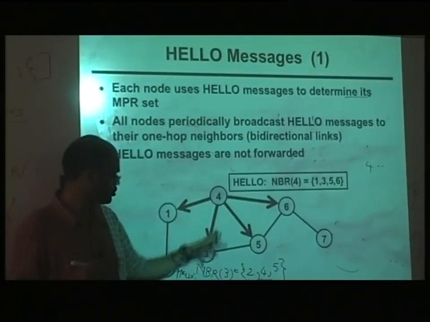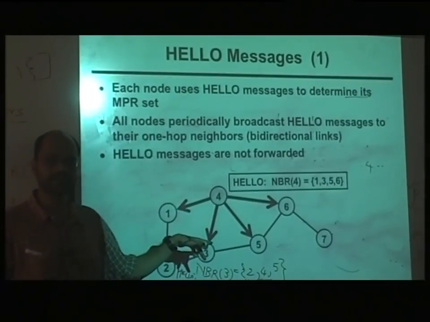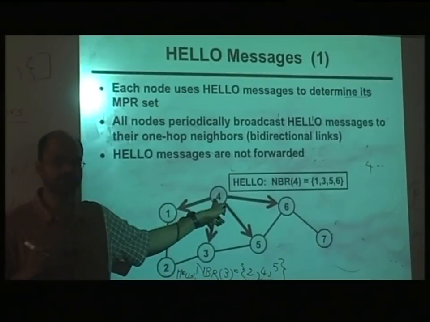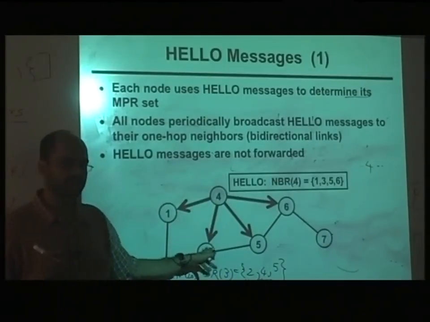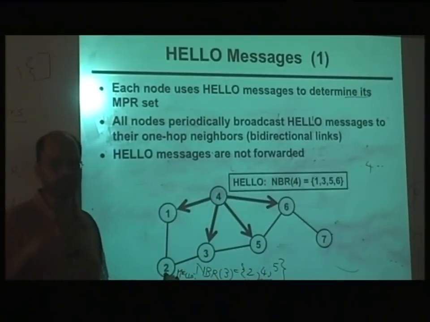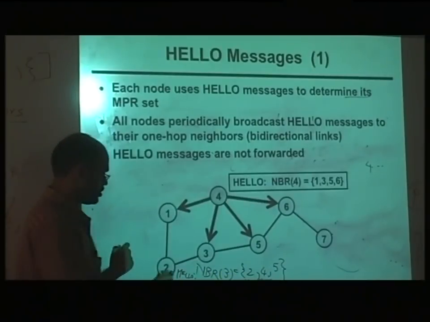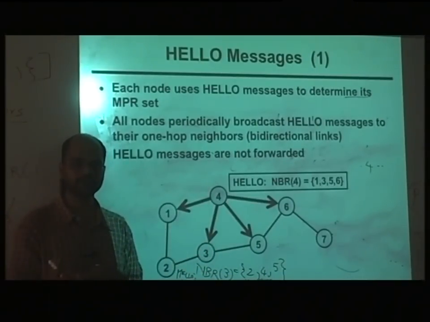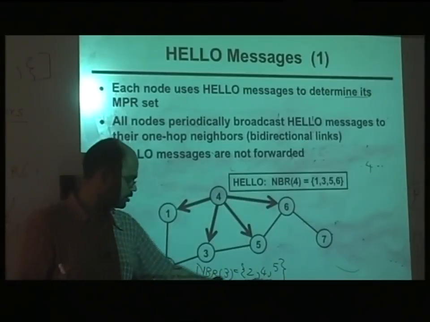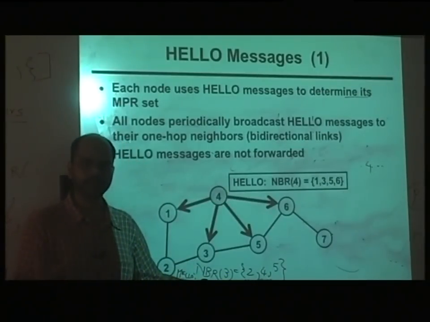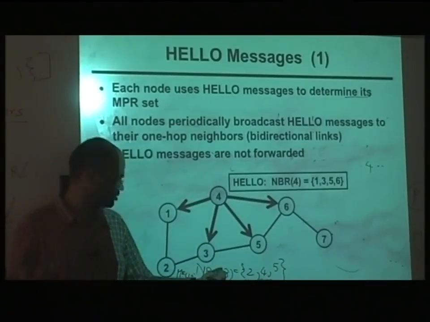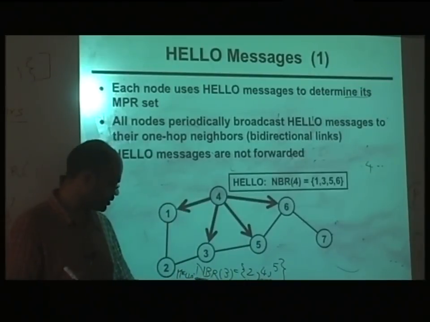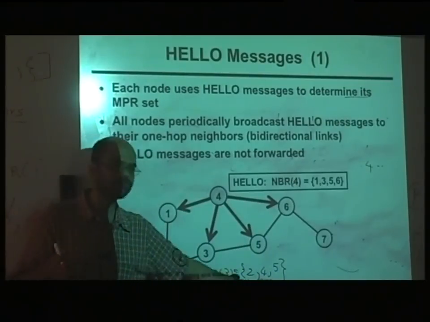How would 4 know that 3 has sent its message? It says in 3's message or 4's message? 3's message. Right. So what happens is 2 says hello the first time. So 3 will hear 2's hello, so 3 knows that I am directly connected to 2. So it will say 2 is in my neighborhood. Next time when 3 says hello, it says I am 3 and my neighbors are 2, 4, 5.